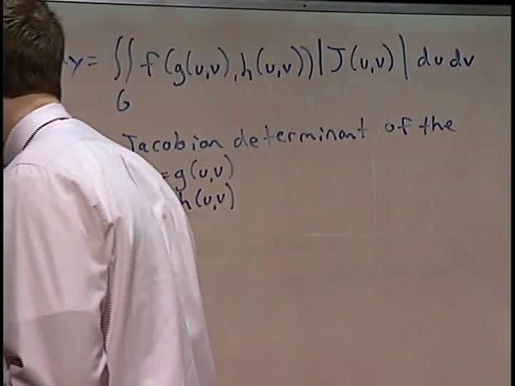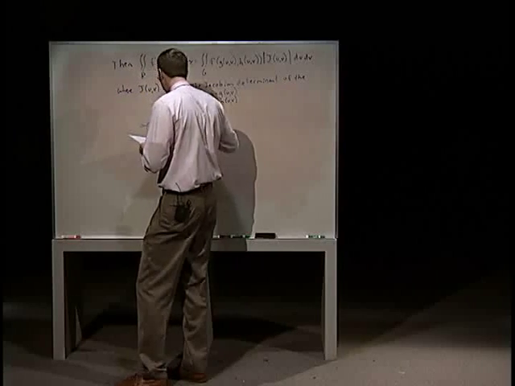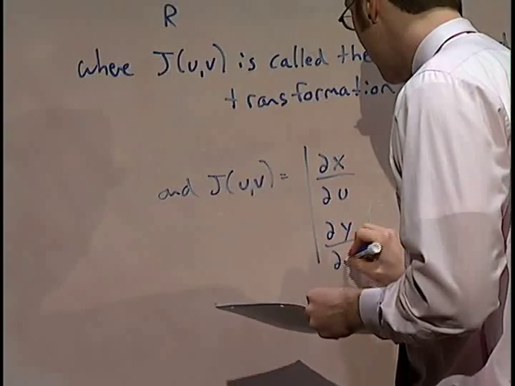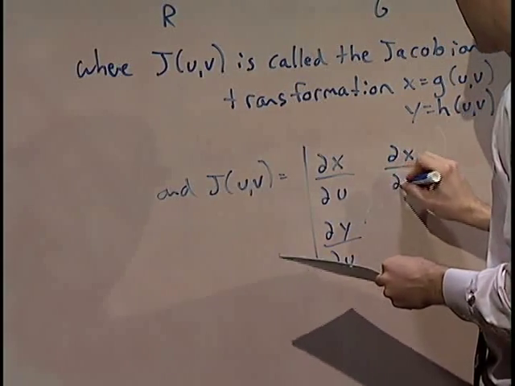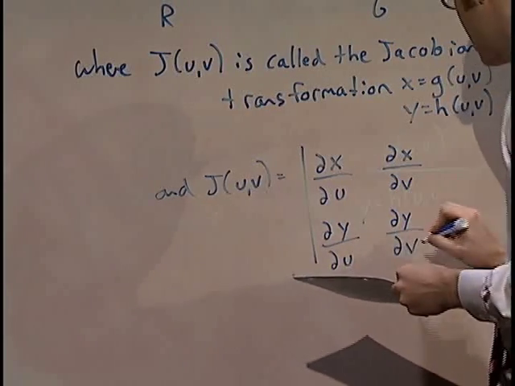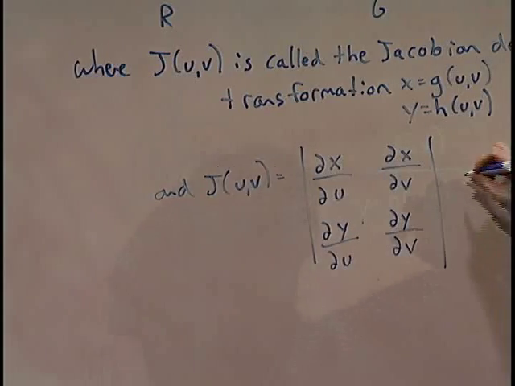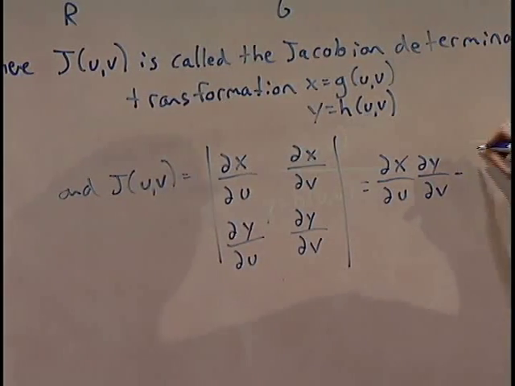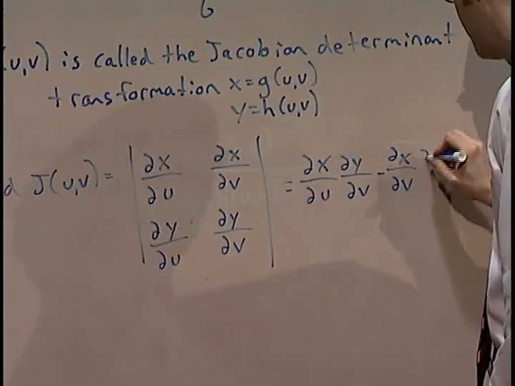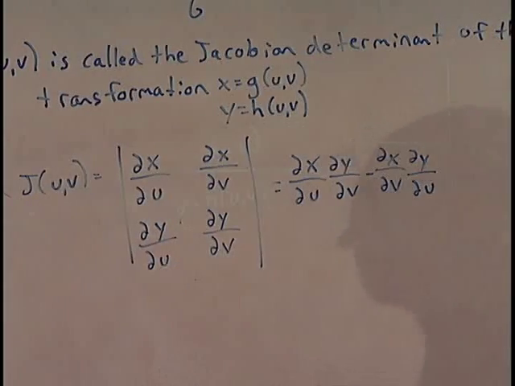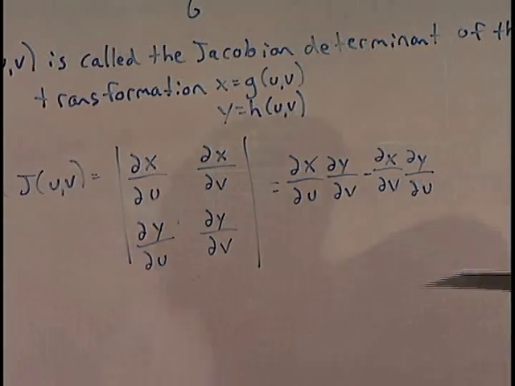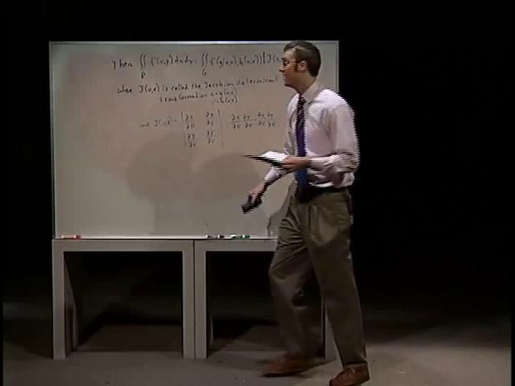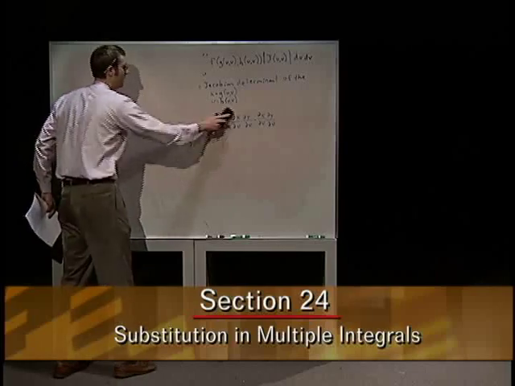So what is it? Well, j of uv is defined as the following determinant. It's partial x, partial u, partial y, partial u, partial x, partial v, partial y, partial v, right? And then if you actually do that out, you get partial x, partial u, partial y, partial v, minus partial x, partial v, partial y, partial u, right? Okay. So this is the Jacobian determinant. Okay. All right, let's try this out and see how it works on an example we've already seen. So we have our formula.